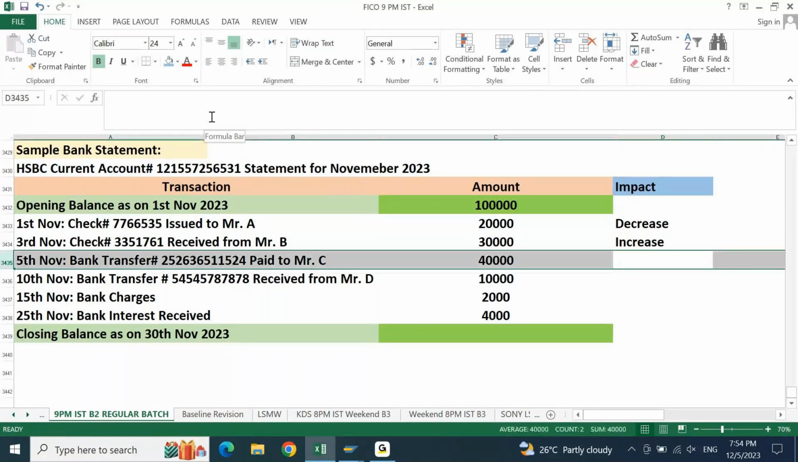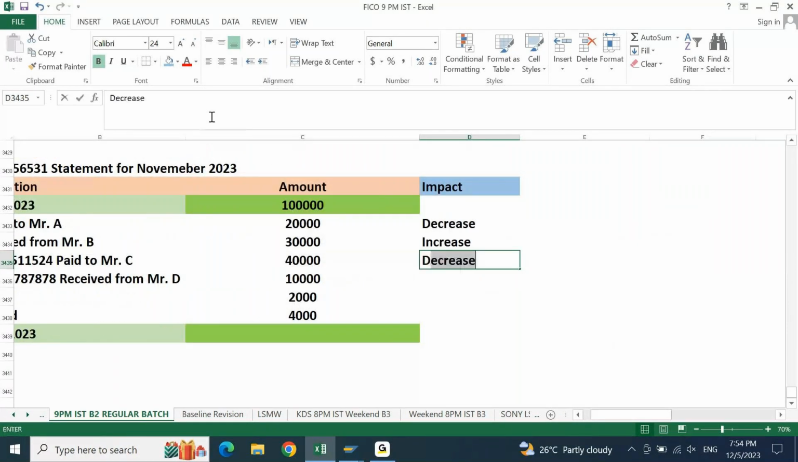Next one, we are talking about bank transfer paid to Mr. C. This is another payment, but the mode of payment is different. Initially, when we processed the payment, we issued the payment via check. This time, we are issuing the payment based on the bank transfer. Whether you issue a check or do a transfer, it is the same impact. Your account balance will come down. When your account balance is coming down, we are representing this as a decrease in your bank balance. So I am going to write this as a decrease.